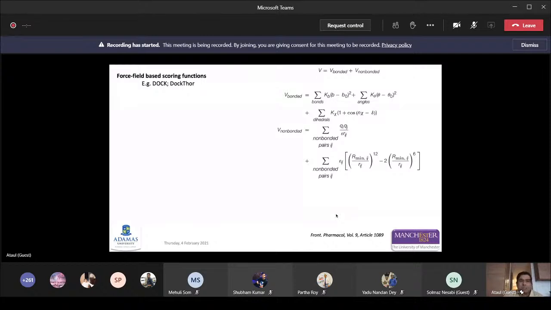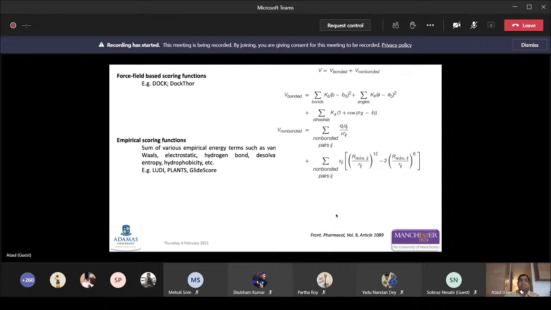The first one is the force field based scoring function. Here there are two parameters. One is called the bonded parameters, another is called the non-bonded parameters. Bonded parameters include the bond length, so during the conformation analysis, how the bond shrinks or expands, how the angle bends or expands, and how the torsion angle changes. These three terms are called bonded parameters, and the other two parameters are non-bonded, like van der Waals and electrostatic interactions. These bonded and non-bonded parameters of each molecule play an important role in achieving the perfect or important orientation or conformation at the active site. So this is the force field based scoring function. DOCK or DOCK-THROG are the examples.